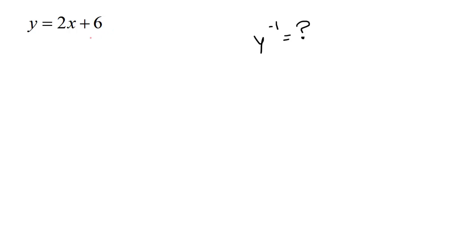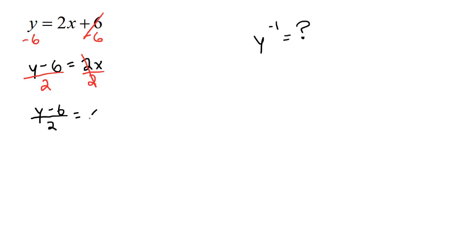So basically what we're doing is solving for x, really. So we're going to subtract 6 from both sides. These cancel out, so now we're left with y minus 6 equals 2x. We want to continue going in the opposite direction, so we want to divide out this 2, and that'll actually cancel, which means we want to divide this side by 2 as well. So we're finally left with y minus 6, and that's all divided by 2, which equals x.